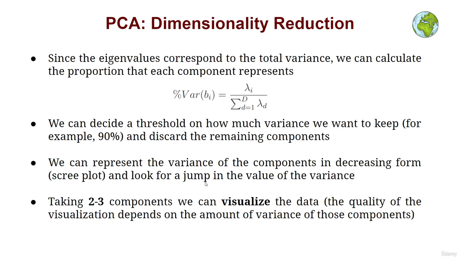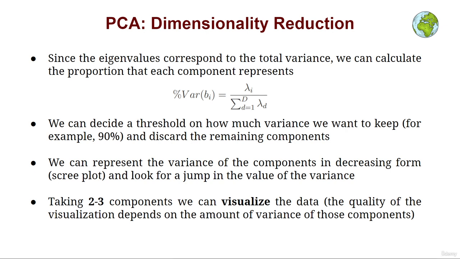Also, we can represent the variance of the components in decreasing form. This is commonly known in machine learning as a scree plot. A scree plot is a line plot of the eigenvalues of factors, or the principal components in an analysis. Why is this scree plot used? Well, it is used to determine the principal components to keep in a principal component analysis. We will talk more about this in the practical part of this course and how we can interpret these scree plots.